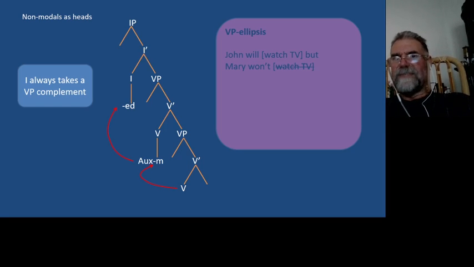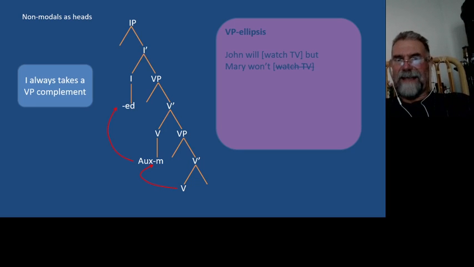Here we've got two sentences conjoined by the word but. Okay, we've got John will watch TV, but Mary won't watch TV. Now in this situation where you've got two conjoined sentences which have the same verb phrase, you can delete the verb phrase from the second of the conjoined sentences, and what you get is John will watch TV but Mary won't, and you've deleted the watch TV.